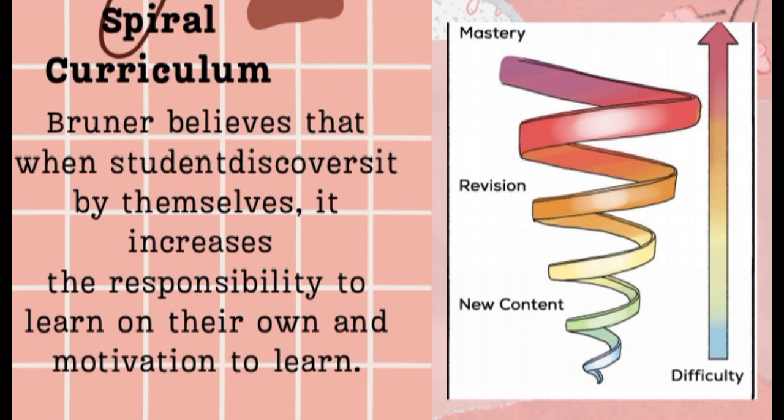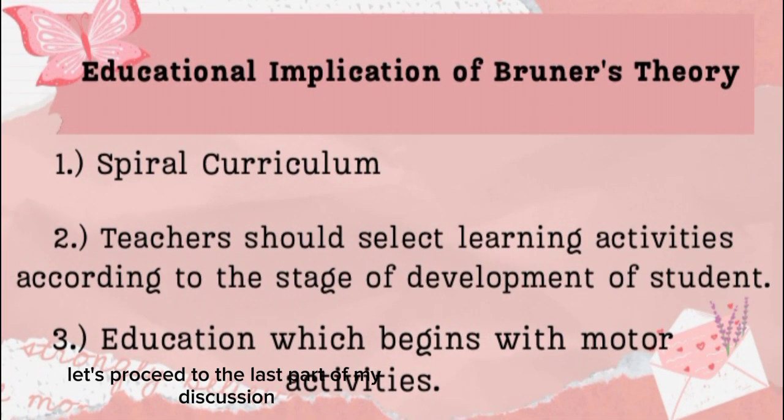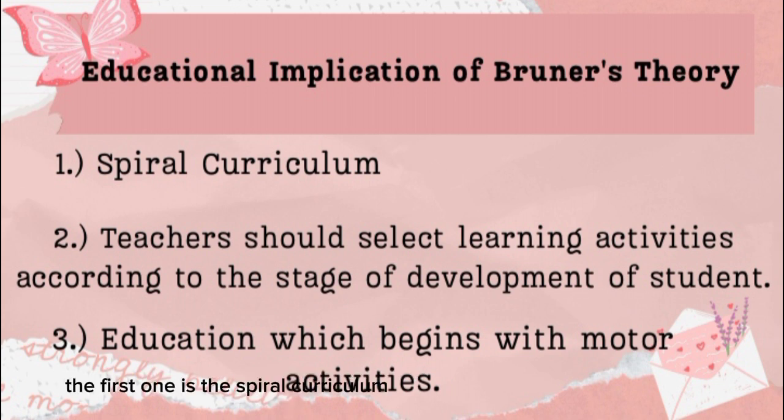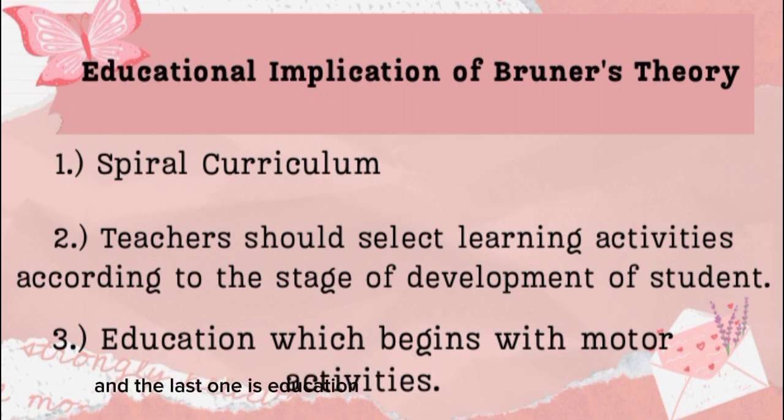Let's proceed to the last part of my discussion, which is all about the educational implications of Bruner's theory. The first one is the spiral curriculum, which I've mentioned earlier. The second one is that teachers should select learning activities according to the stage of development of students. And the last one is that education begins with multiple activities.